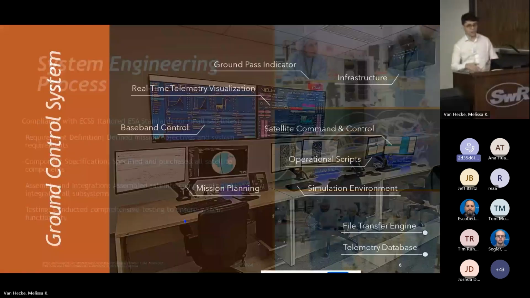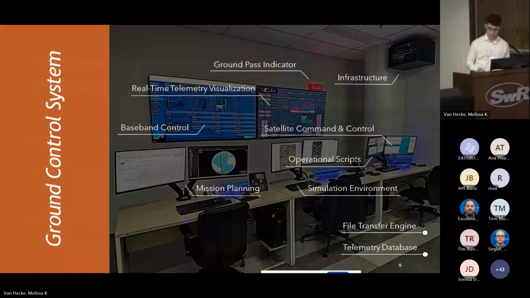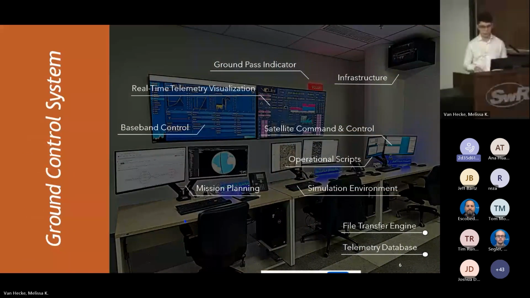Now, talking about our NASA wannabe ground control system. Here are some of its descriptions and general devices, so to say. First, we have our real-time telemetry visualization engine, which I will be talking about shortly, our baseband control system, and all of our stations used respectively for mission planning, simulation environments, and general operational scripts. And lastly, but not least, our humble ground pass indicator, which of course turns green whenever the satellite is passing over us.